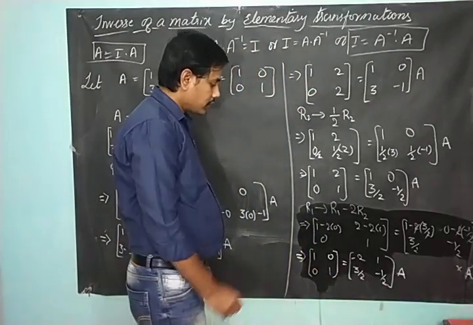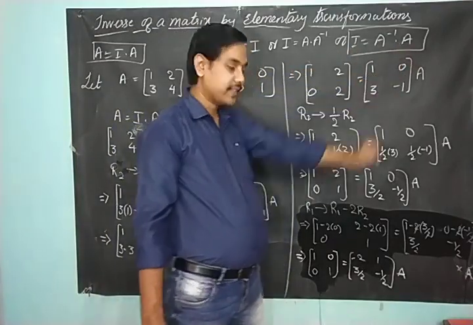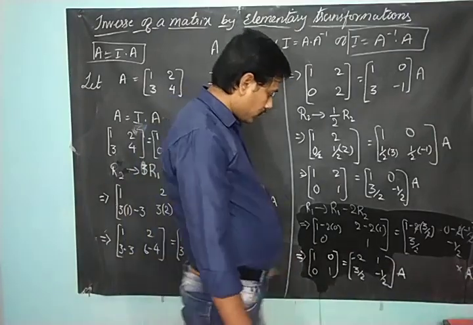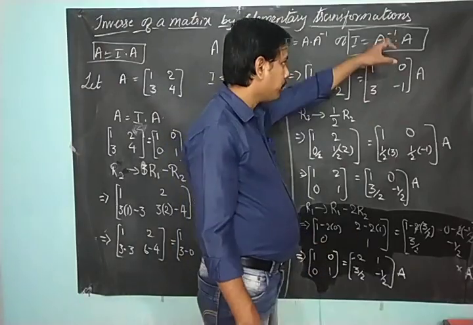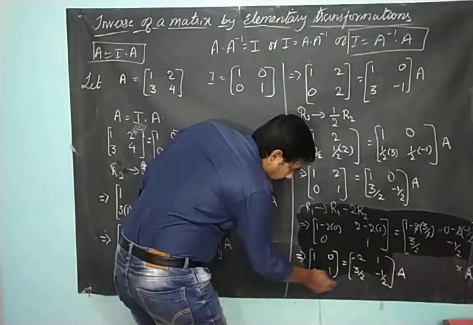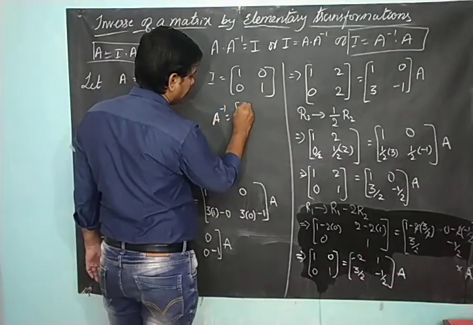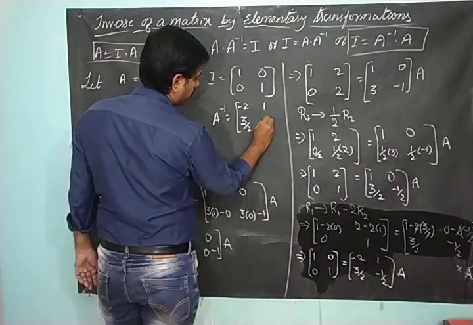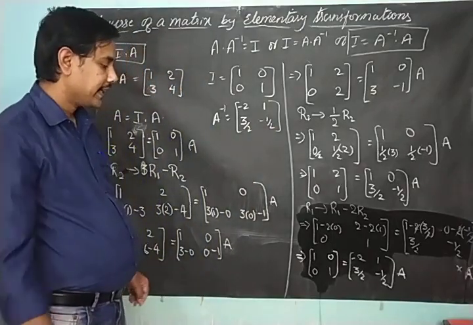Okay. So now you can compare to this equation, right? I is equal to A inverse into A. This is what I, right? So this is what some matrix into A. So if I compare these both equations, I can write this as A inverse, right? So what will be my A inverse here? A inverse will be minus 2, 1, 3 by 2, minus 1 by 2. So this is what my A inverse is.